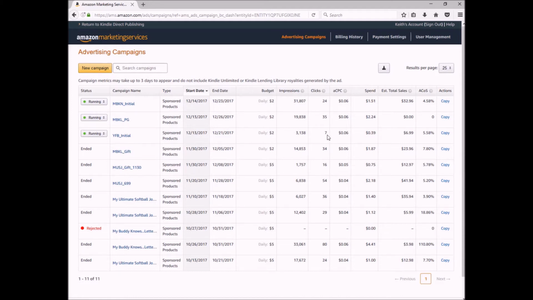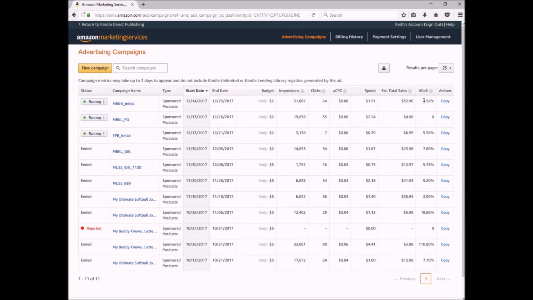So again, this is one reason why I always run mine for a short period of time to begin with. Now that I've tweaked this one to be as close to ideal as I can, I'm probably going to run this particular book, my softball journal, continuous. This, My Buddy Knows Numbers, this is my initial one.